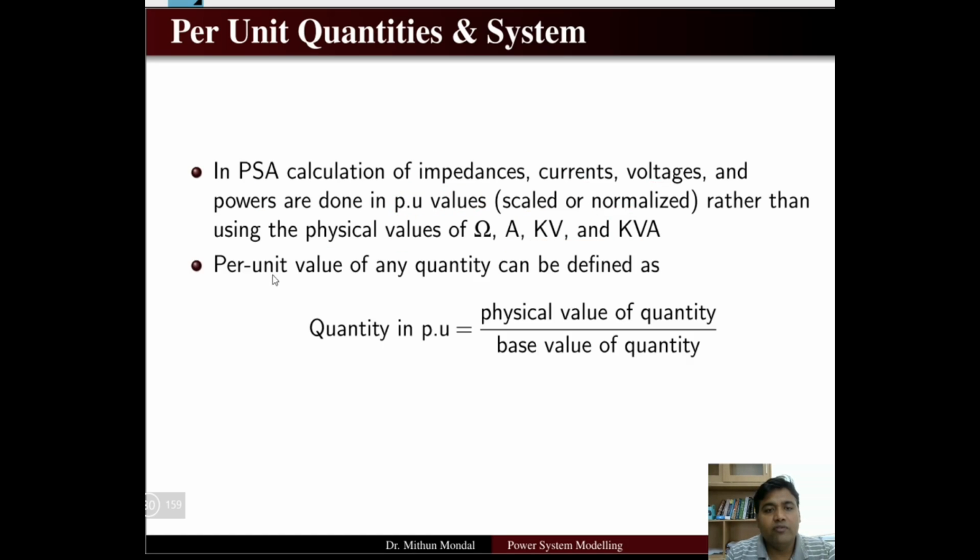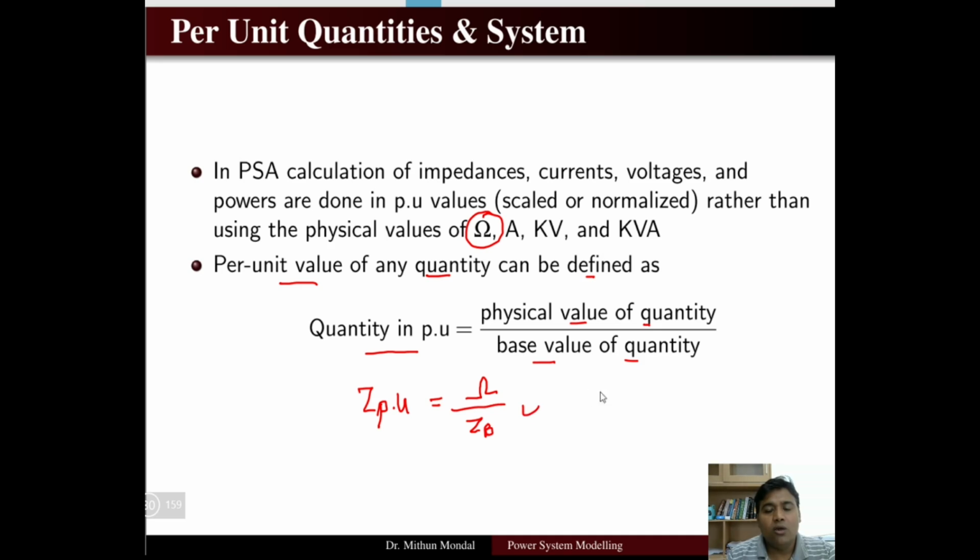So what is a per unit value then? How do we define per unit values? Any quantity in per unit is the ratio of the physical value of the quantity by the base value of the quantity. So if we are dealing with the impedance, then the impedance per unit will be the physical value in ohms of the quantity divided by the base value that we have taken for the system.